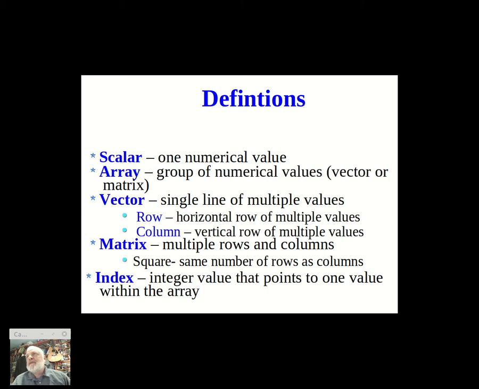It could be just two values, or dozens of values, or thousands of values, or millions of values. A row vector is a horizontal row of values, and a column vector is a vertical row of values. You can actually transpose those using an apostrophe, and I'll show you that. A matrix is multiple rows and columns combined into one variable. Sometimes that's considered an array, depending on who you're talking to, but I'll use the term matrix most of the time.